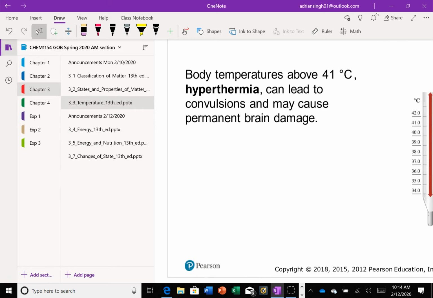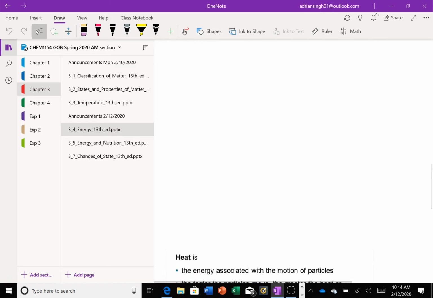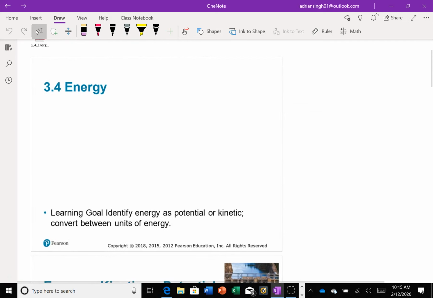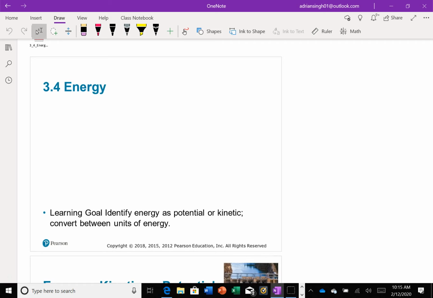The next thing, the last three sections here that we're going to take a look at in chapter 3 deal with energy. All right, and we're going to focus in on just a general introduction to energy, and then we're going to see how it plays a role in changes to a substance, whether it's physical changes specifically here, and then we'll see down the road in subsequent chapters chemical changes as well.